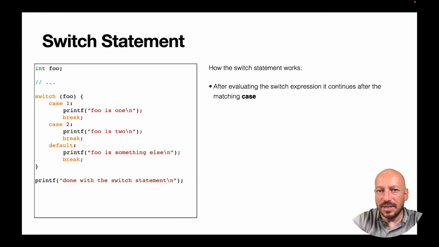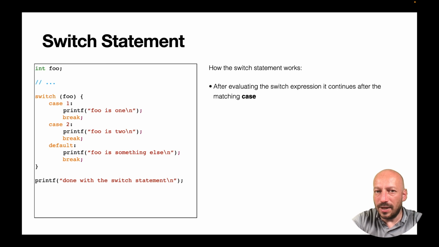Let me explain with this simple example how a switch statement works typically. A switch statement just has one expression. In this case, it's a simple expression, just this identifier foo. This expression gets evaluated, and then depending on the value, the execution of the program continues after a matching case, if such a matching case exists. In this case, we have two cases, case 1 and case 2. That means if foo has the value 1, execution starts after case 1 with printf foo is 1, or if foo is 2, it prints foo is 2.